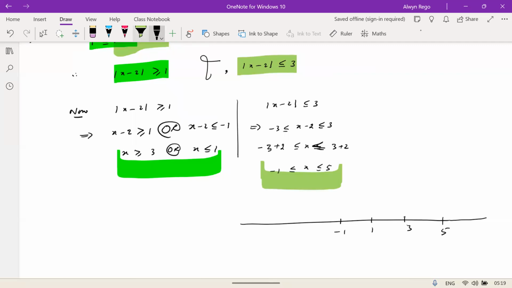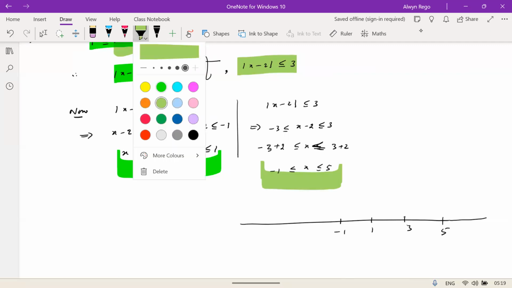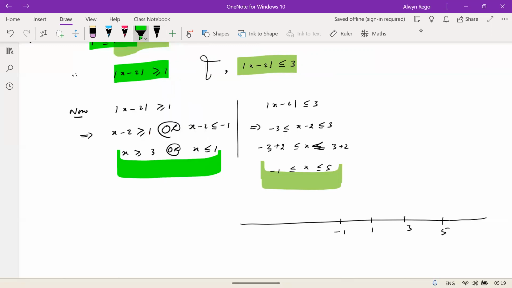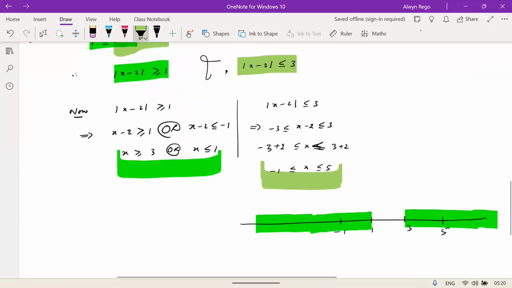Now, going with the first one, you'll find that the values of x must be less than or equal to 1 or more than or equal to 3. You go anywhere in this zone, that's what the first condition says. The second condition says that you must be strictly inside negative 1 and 5. You are between negative 1 and 5.